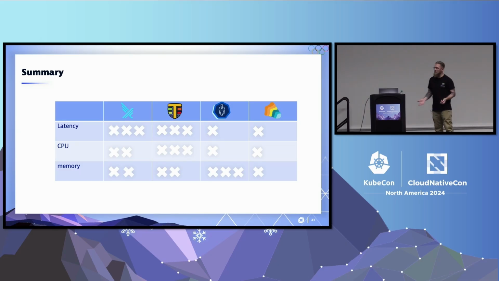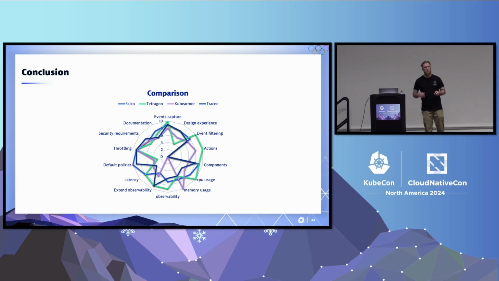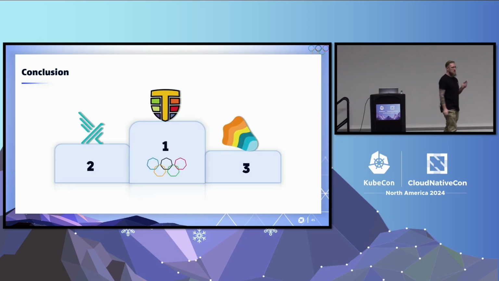Because it's an Olympic game, I did different categories of measurements. Every tool gets some points, and then I had to put some on the podium, because otherwise an Olympics without a podium doesn't make sense. So we have a gold medal today for Tetragon in terms of resource usage and the ability to do it. The only downside is the configuration aspects.